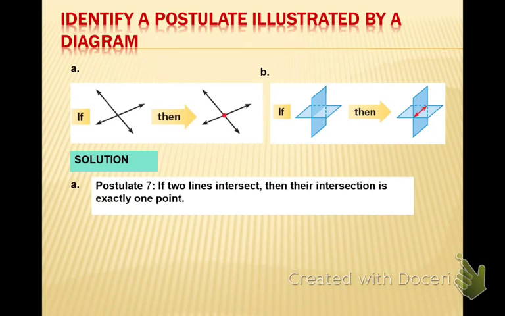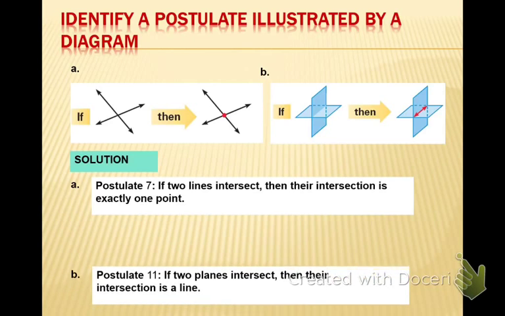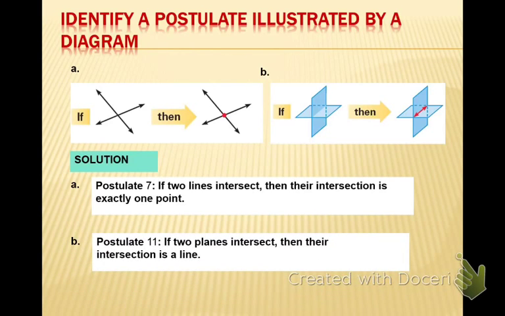What about B? What rule do we have there? What postulate do we have there? Okay, go ahead. If two planes intersect, then their intersection is a line. Yes. Two planes intersect, their intersection is a line.